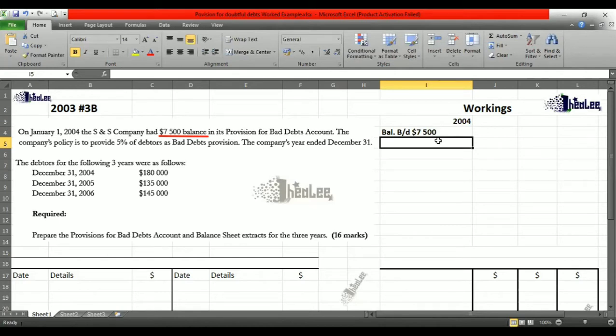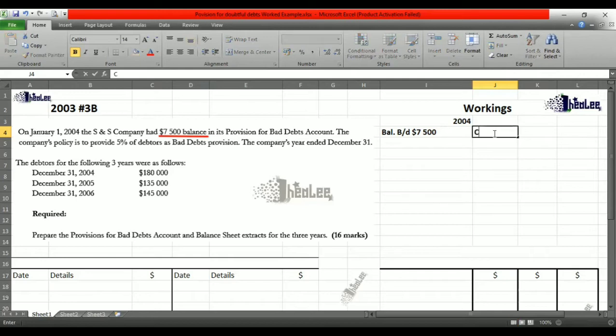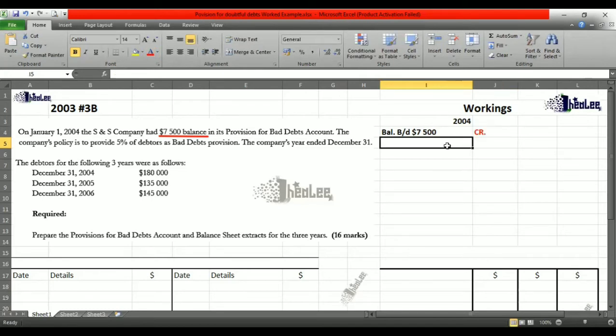Now, that is very important to you. And once you're doing the provision for bad debts account, you need to enter that balance. But you may be wondering if you're going to debit or credit this. You need to remember that the provision for bad debts account carries a credit balance. So therefore, that will be credited to your provision for doubtful debts account. So that information is very important.